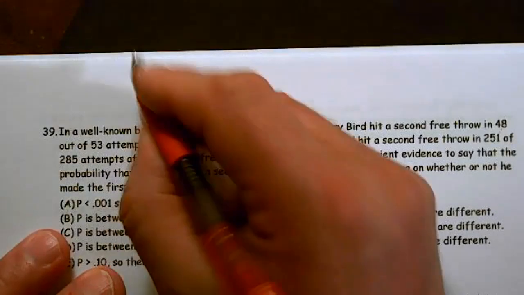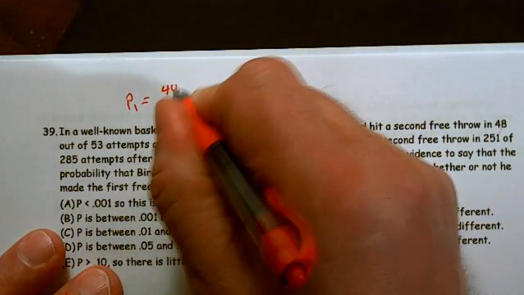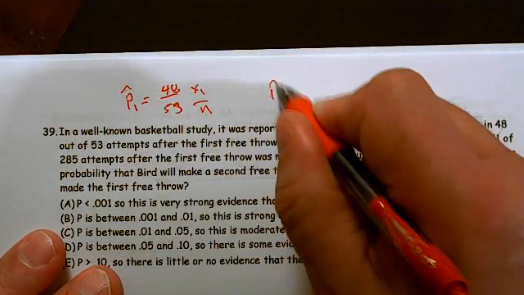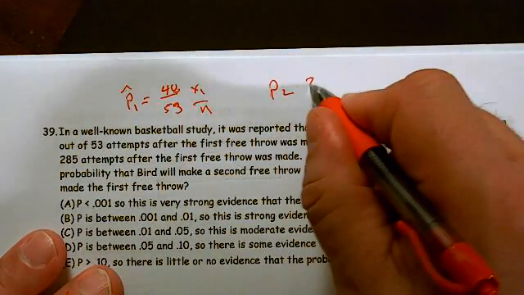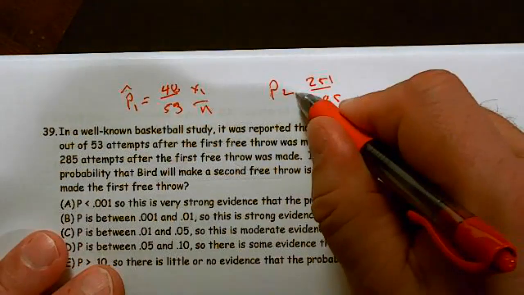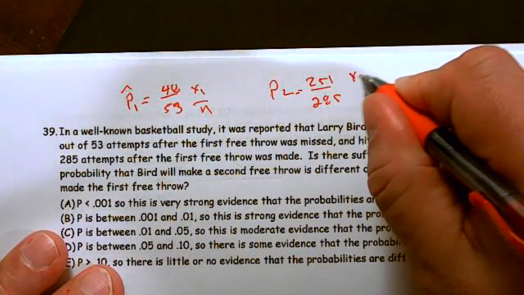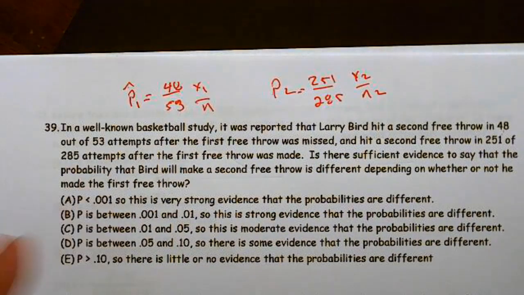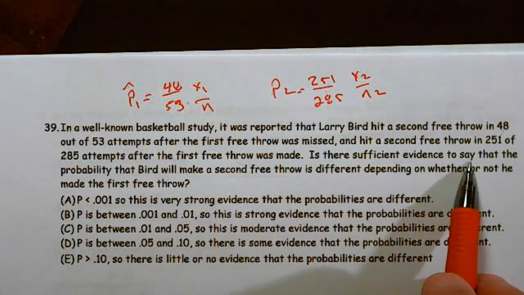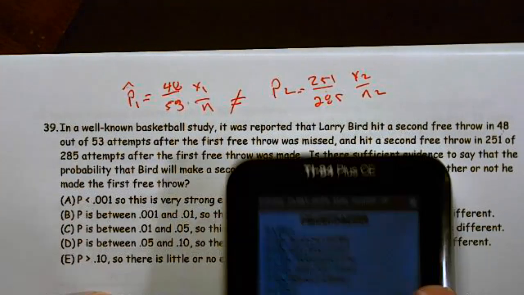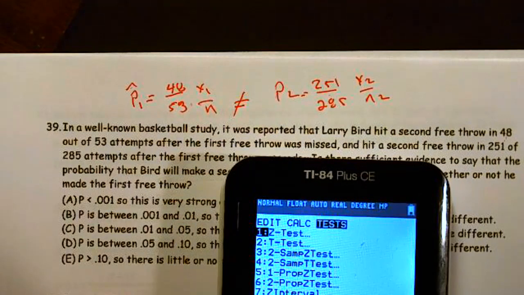So we have p-hat 1 is 48 out of 53. So this is x1 and n1. We have a second sample, p-hat 2, which is 251 out of 285. And also, I'd say these are not even independent because one had to happen for the other one to happen. So this is x2 over n2. So when I look at this, I go, it's really not something I should be doing, but I have two samples. They want me to compare them. And they're saying, is there sufficient evidence to say that the probability will make a free throw is different? Different doesn't tell me greater, that just means not equal. So my alternative hypothesis is not equal to. Stat test, two proportion z-test.